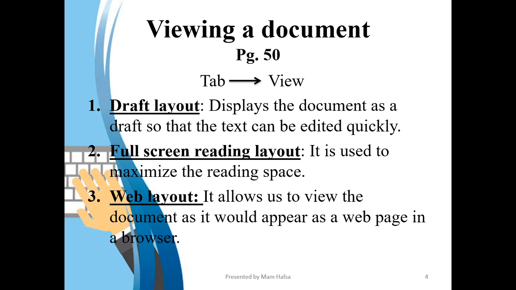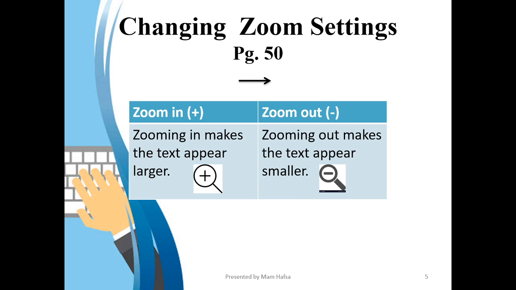Now we move to next one, that is changing zoom settings on page 50. Here you have two types of zoom settings, zoom in and zoom out. Zoom in is denoted by plus sign and zoom out by a minus sign. Now actually what's the difference between zoom in and zoom out? Zoom in makes your text appear larger and zoom out means the text will appear smaller. So it means when you click on plus sign, your text will appear larger in size and minus sign will make your text smaller in size.